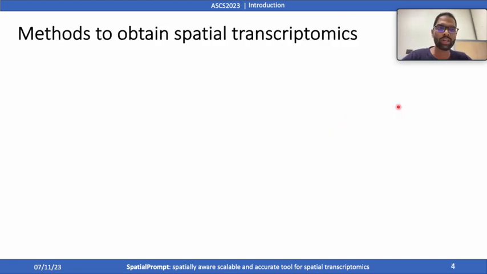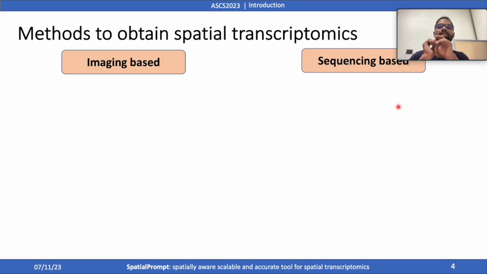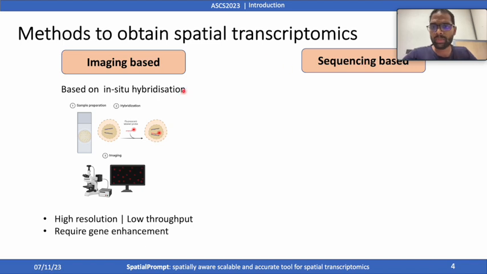So how can one get spatial transcriptomics data? There are majorly two ways by which we can get the spatial transcriptome. The first is the imaging based approach and the second is the sequencing based approach. So how do the imaging based approaches work? They work based on the in situ hybridization approach.